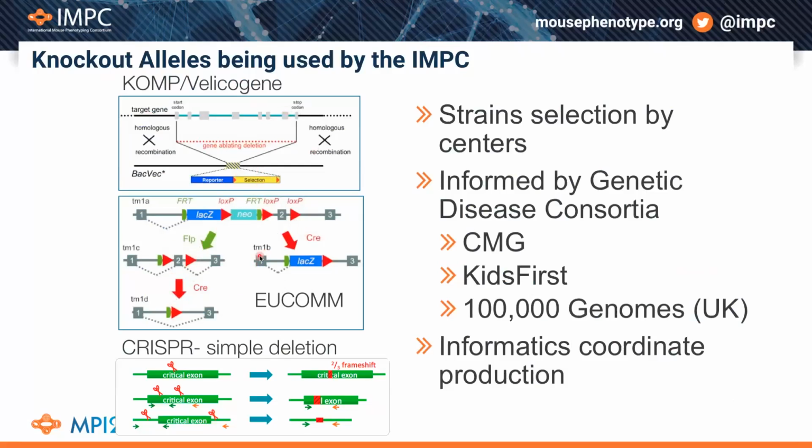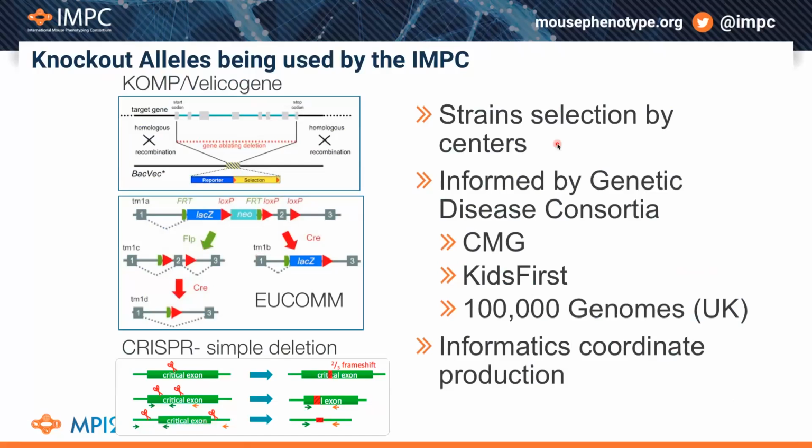But then CRISPR hit, starting about 4 years ago, and of course it's so much faster, so much more efficient and cheaper, and so now all the mice are having simple deletions of critical exons with CRISPR. The strains that are selected to be made are chosen by the individual centers because they know their communities the best, and they know which mice are already available to the research community.